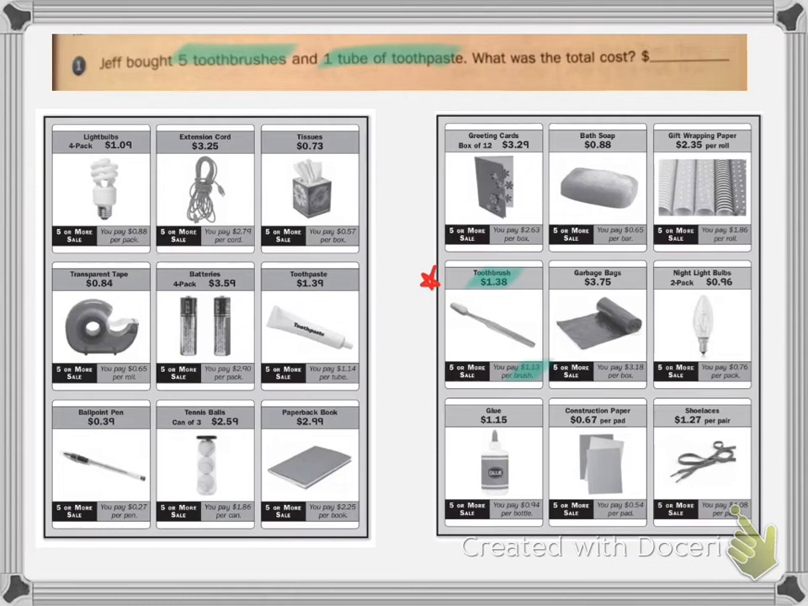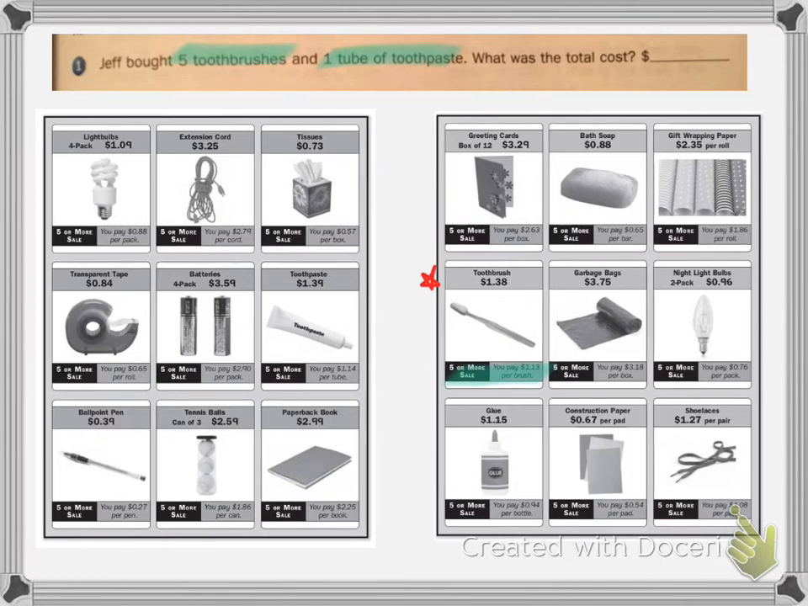Well, he's buying 5 of them, so that means that I'm going to be using this price, the 5 or more, because he's buying 5. If he was going to buy 6, same price. 7, same price. Anything 5 or more. So he's going to get each toothbrush for $1.13. He's getting 5 of them.